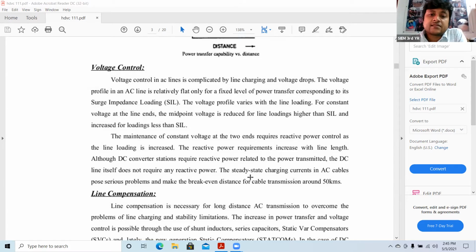Okay, the steady state charging current in AC cables poses a serious problem and makes the break-even distance for cable transmission around 50 kilometers. So in AC lines there is a problem.